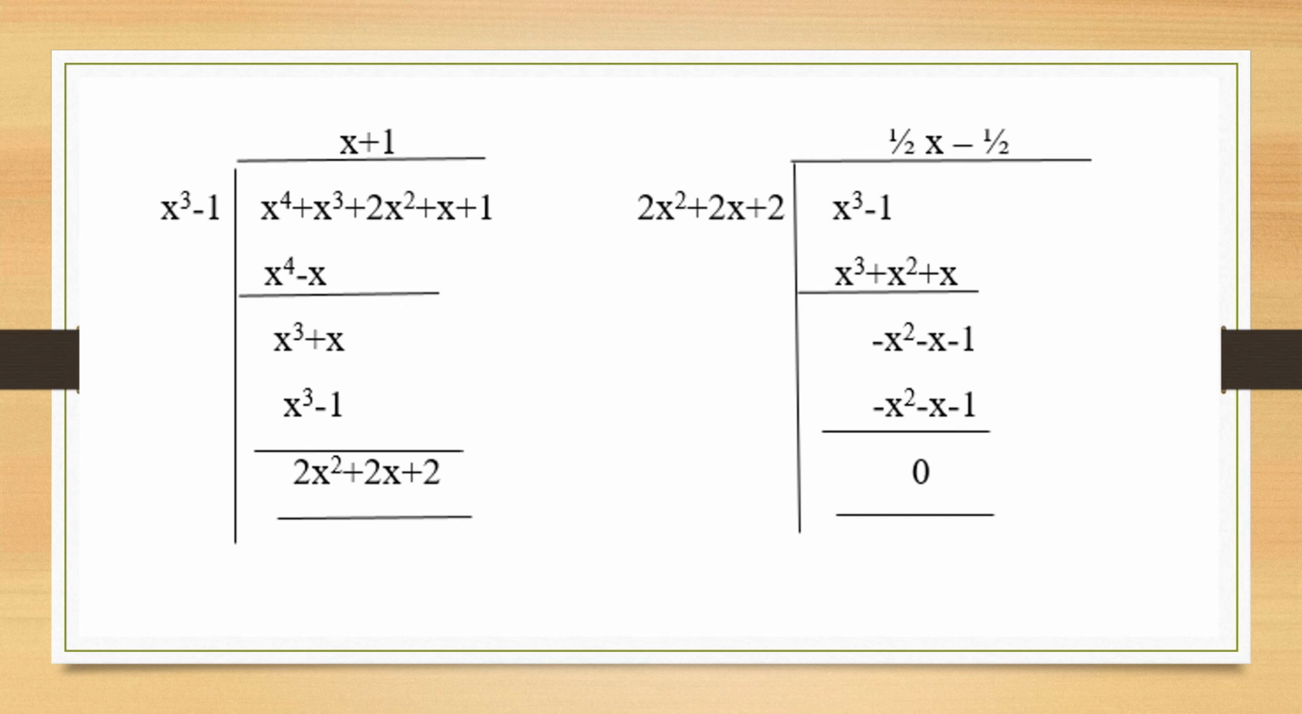But I will not stop the problem. I will continue. So what is the transformation I told you? The remainder will become the divisor. It will take up the divisor's position and the original divisor will become the dividend. Now again if I'm going to divide, I'm going to take x cube over 2x square. So what am I getting? 1 by 2x.